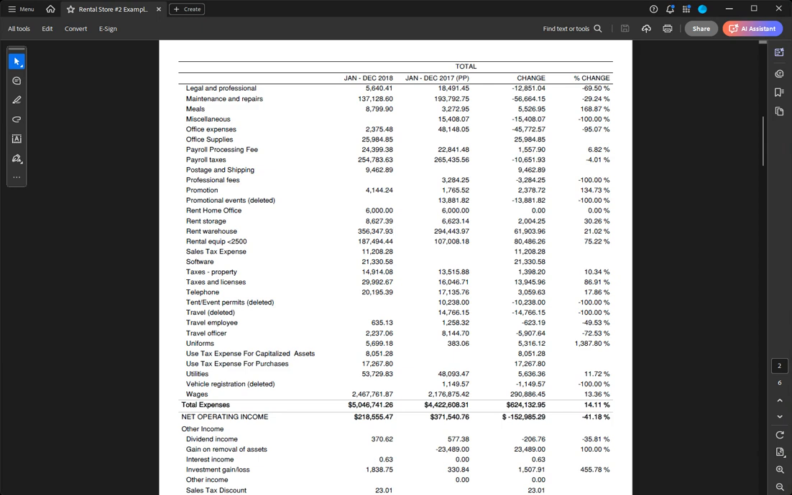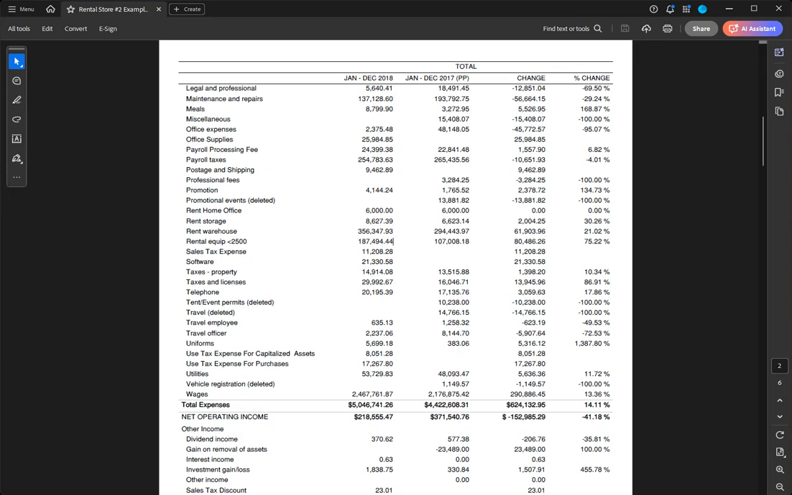Okay, then another expense that this client had was $61,000 more in rental warehouse. So they took on a larger, bigger space. So another thing that we really need to look at against the increase of cost of goods sold and the revenue. So $61,000 increase to be able to have that rental income.